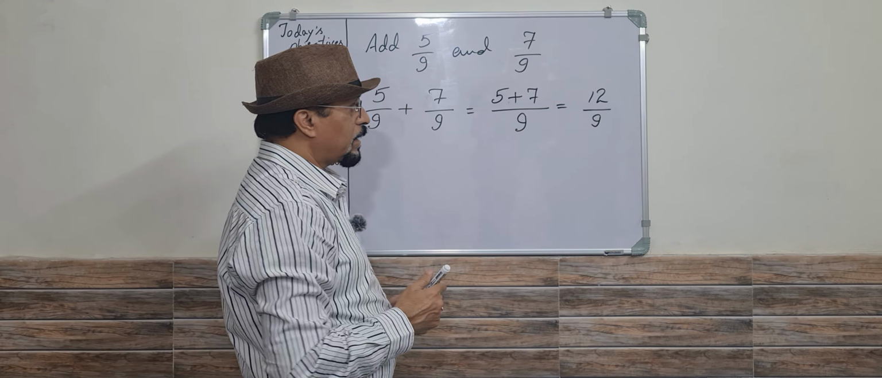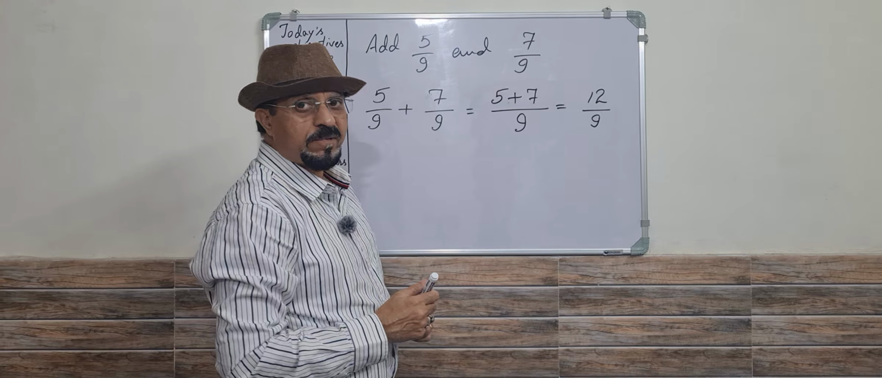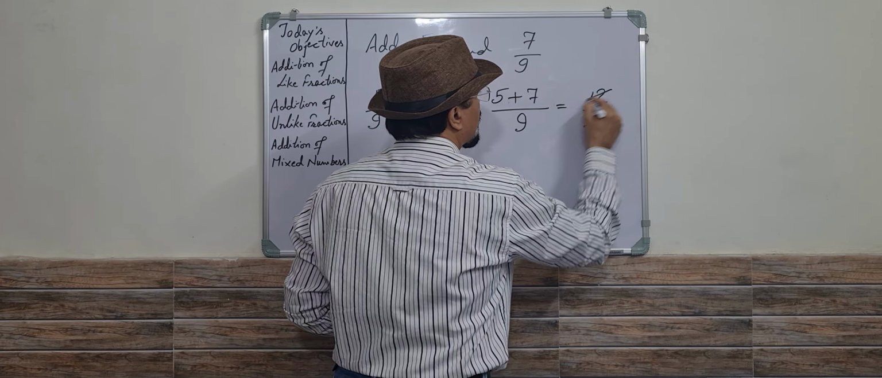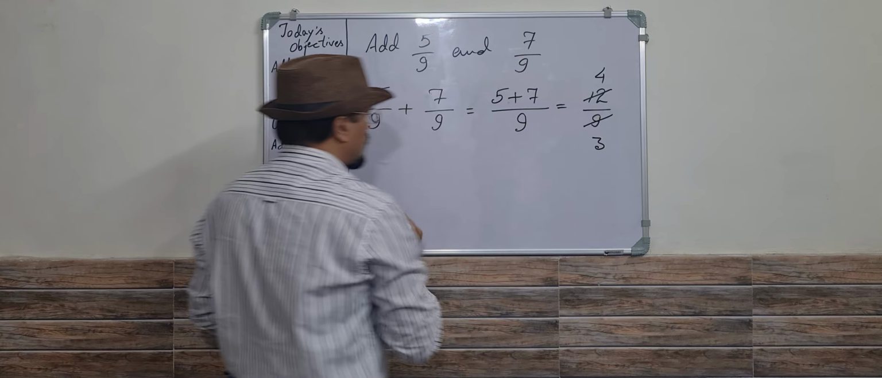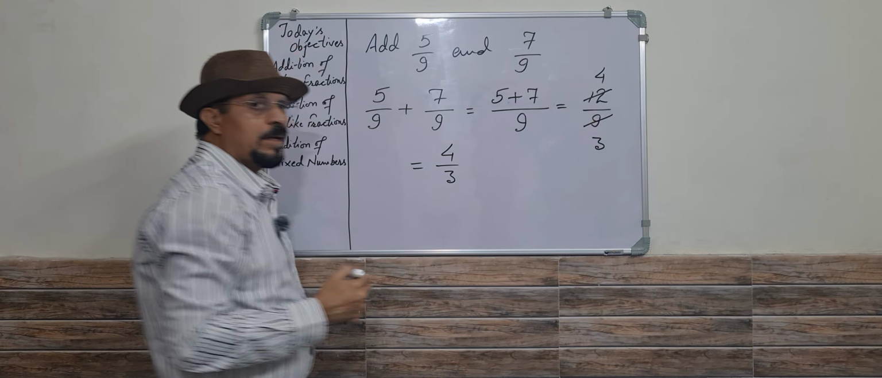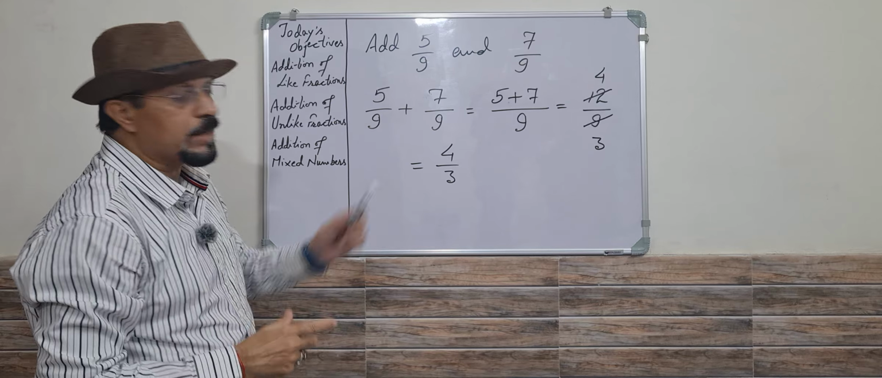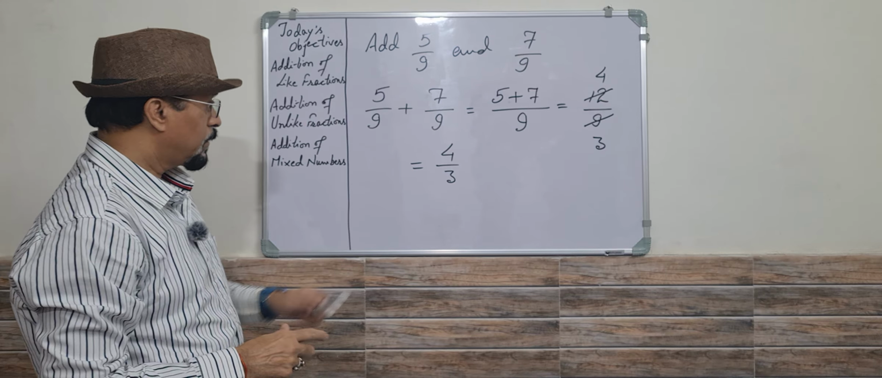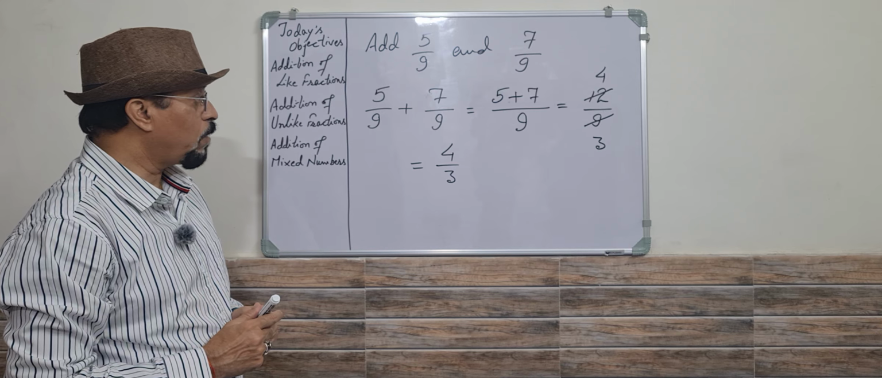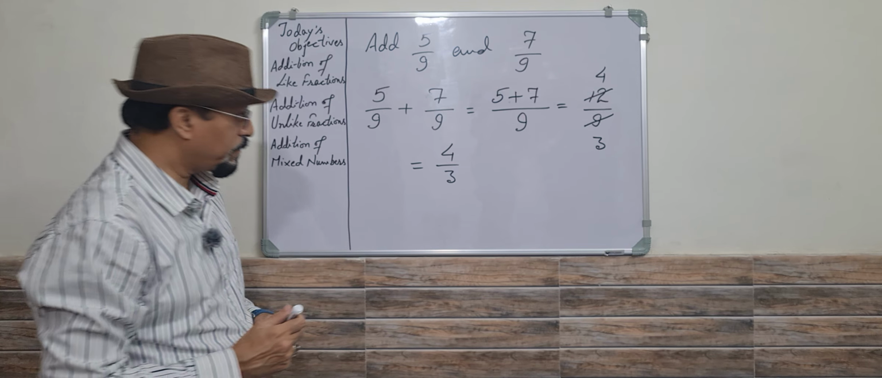So we can see that both of these are divisible by the number 3. So let's take 3. 3 3s are 9, 3 4s are 12. So the simplified form of this is 4 by 3. We will not leave it here. Reason, this is an improper fraction. And whenever the fraction is improper, we need to convert it into a mixed number.